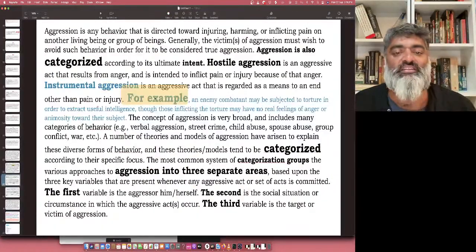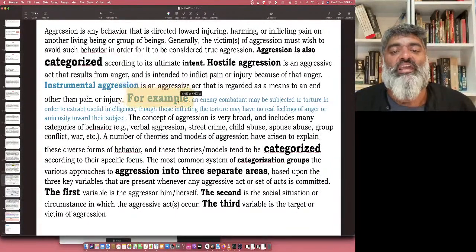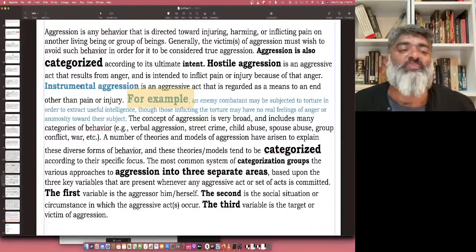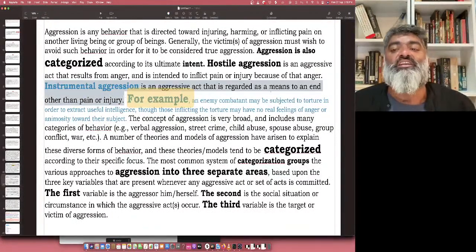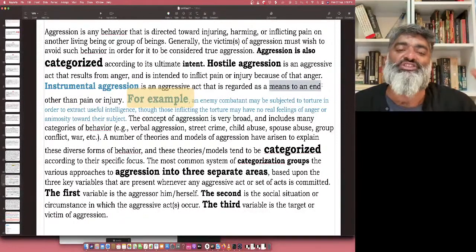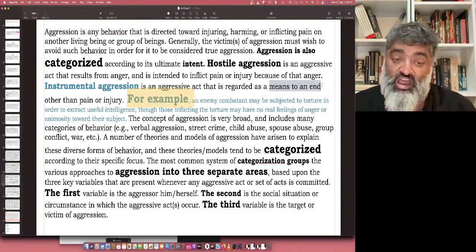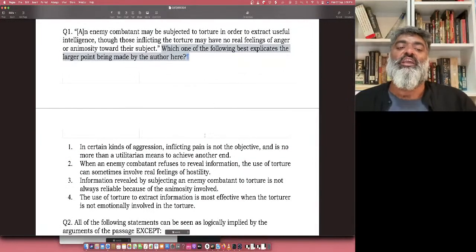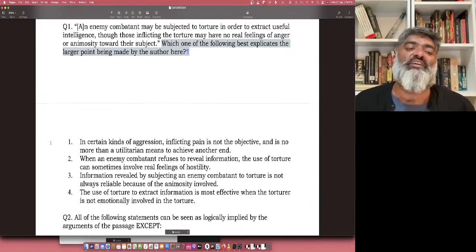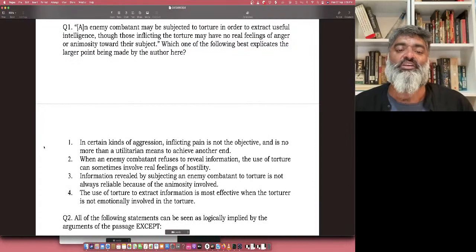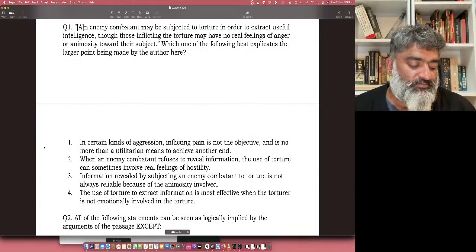Let me take you back there. This for example, why is this example? The example is to make this point: instrumental aggression regarded as a means to an end. That means you have a goal in mind. To achieve that goal, you want to do this. So I already know the idea. Can you please pick which choice is the correct choice? First by yourself, and then we'll do it together.